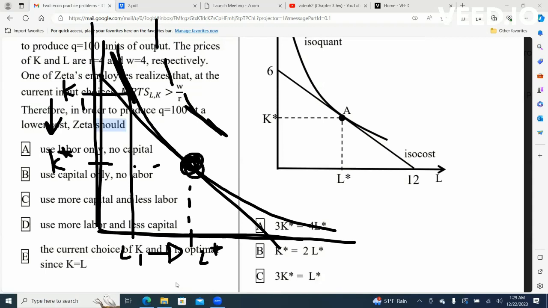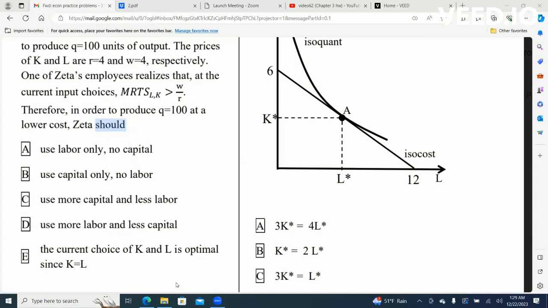Because the isocost and the isoquant have to have the exact same slope right there. So a large negative slope, but we always take the positive, so we take the absolute value. What did we say it was? We said it was D. From the graph that we just did, use more labor and less capital. That would be correct.